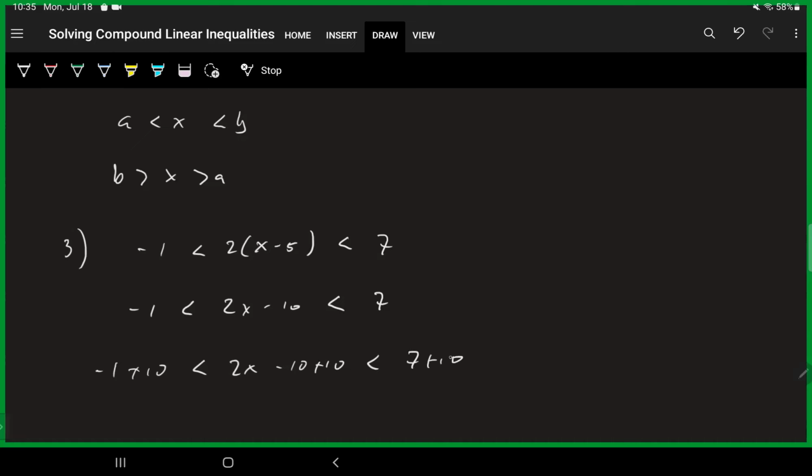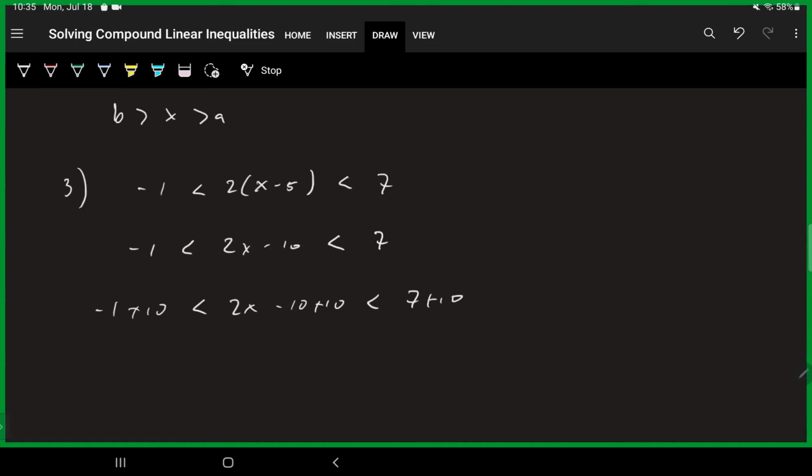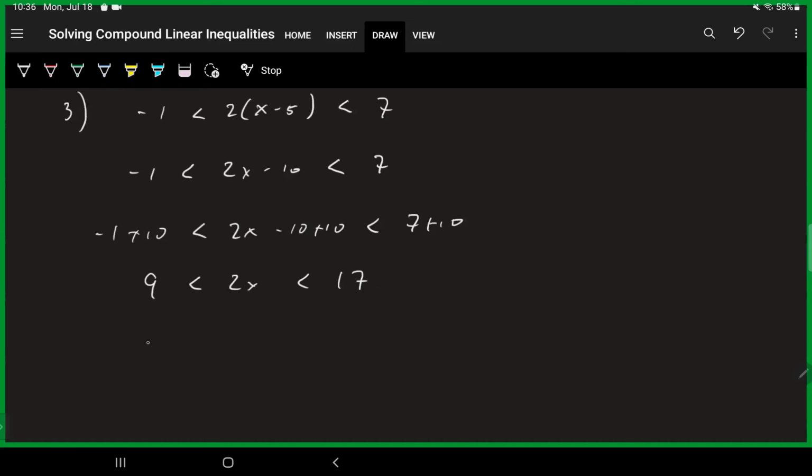If I add 10 to each part and clean up, I'm going to get 9 is less than 2x is less than 17. And to get x by itself, we have to divide everything by 2. So let's divide each part by 2. 9 divided by 2 is less than 2x divided by 2 is less than 17 divided by 2. And that gives me 9 halves is less than x is less than 17 halves.